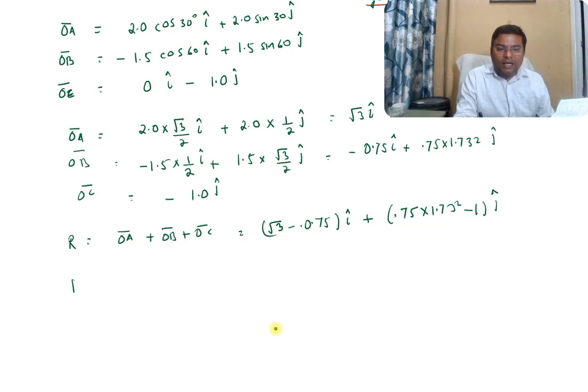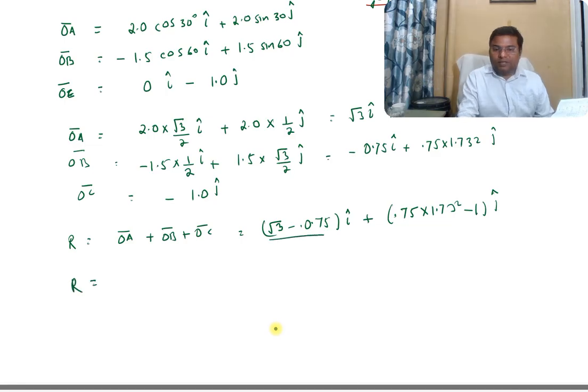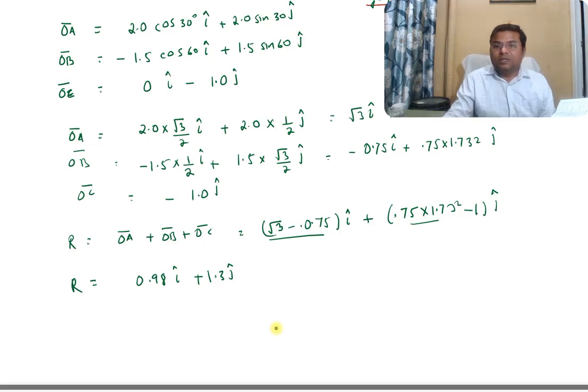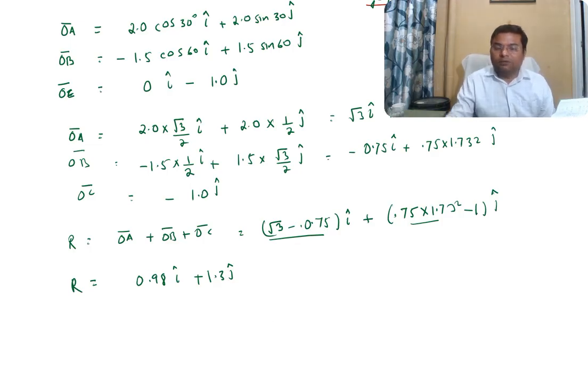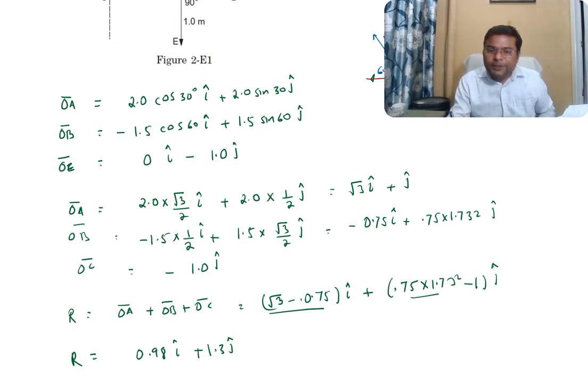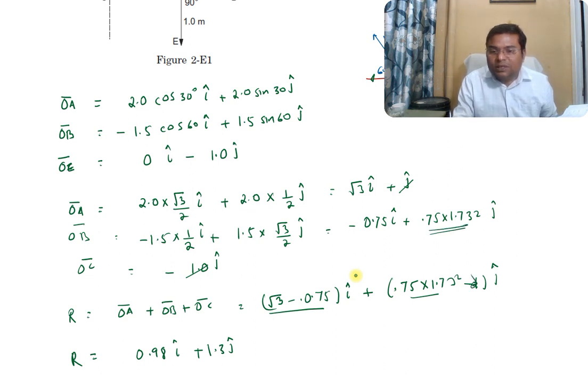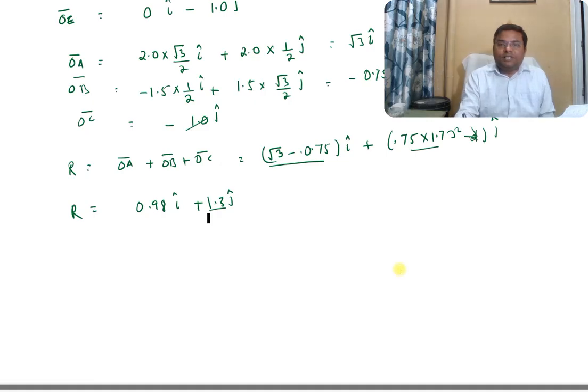Now R is equal to, when we calculate this, 0.98 I plus 1.3 J. So this is the value of the calculation. See here, the minus 1 and plus 1 cancel out, so minus 1 is not here, and the value of 0.75 into 1.73 is 1.30. So we get the resultant vector.